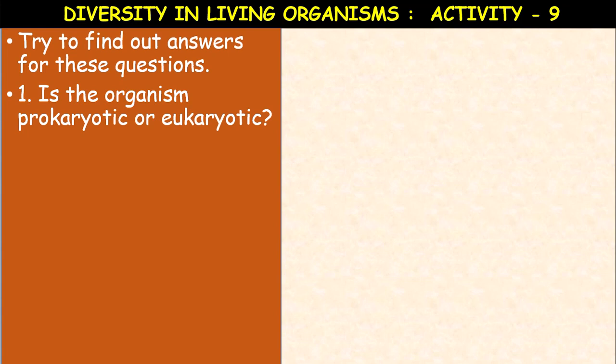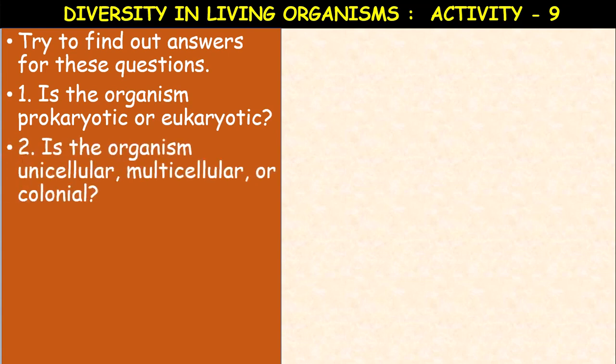First question, is the organism prokaryote or eukaryote? If it is unicellular and primitive, it is a prokaryote without a true nucleus. Eukaryote means with a well developed nucleus, with nuclear membrane. Is the organism unicellular, multicellular or colonial? That is, unicellular, multicellular, or living in a group.